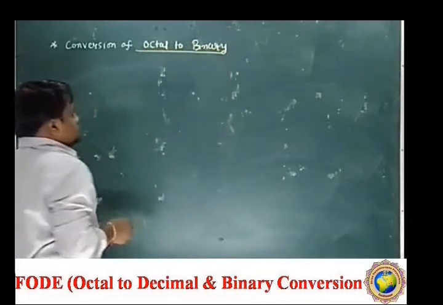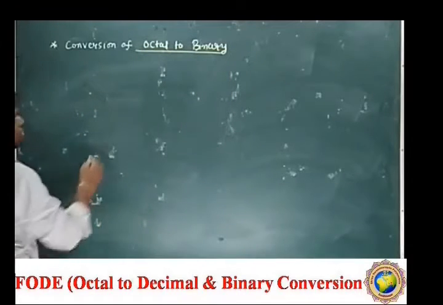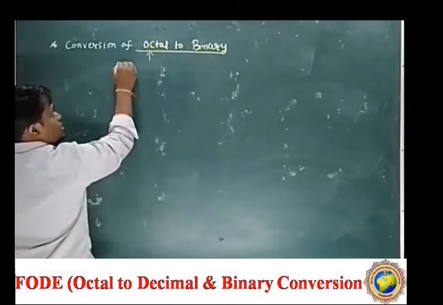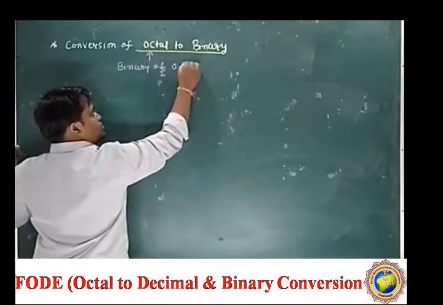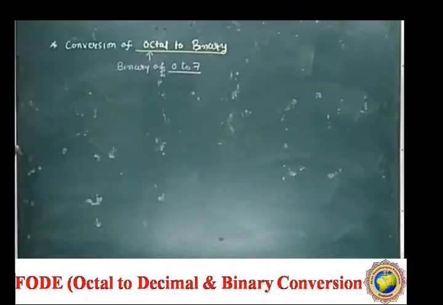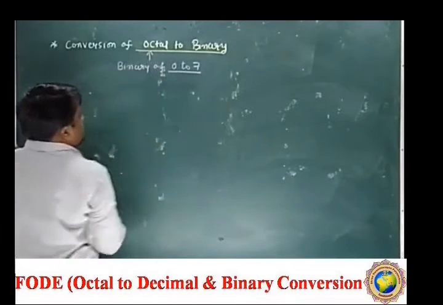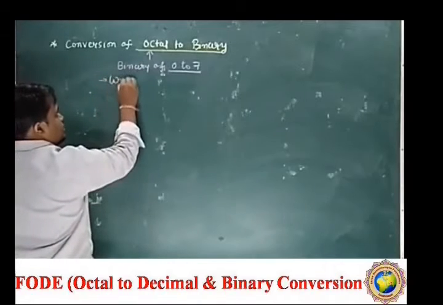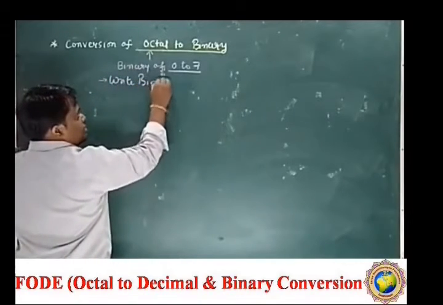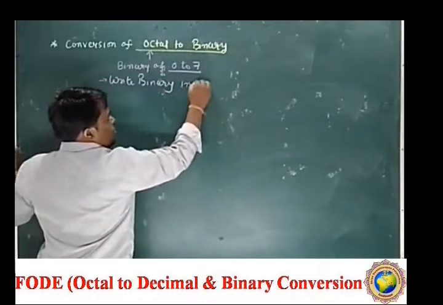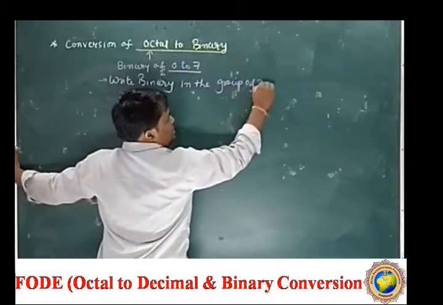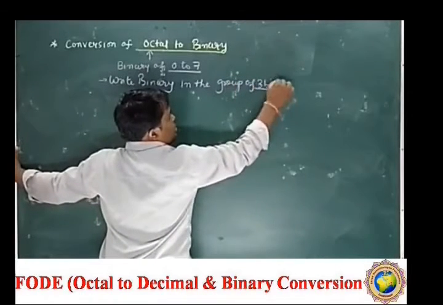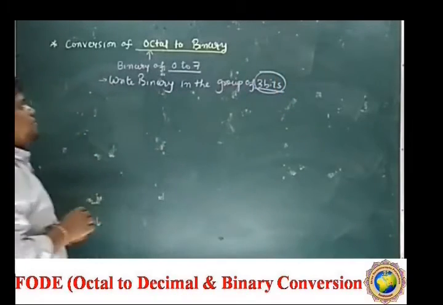First you have to remember that to find the binary of an octal number, you have to remember the binary of 0 to 7. Whenever you write the binary of the octal number, write the binary in groups of 3 bits.